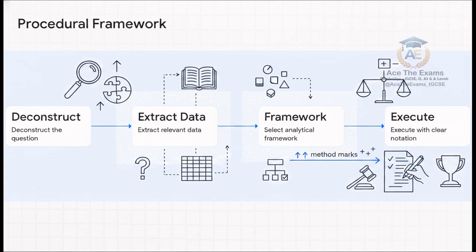Step 2, extract relevant data from the texts or tables provided in the prompt. Step 3, select your analytical framework, like the PEEL framework we just talked about, to organize your pros and cons. And Step 4, execute your answer with clear notation and terminology. If you follow this exact process, you are essentially gathering method marks along the way, proving to the examiner that your reasoning is systematically sound, even before they read your final conclusion.